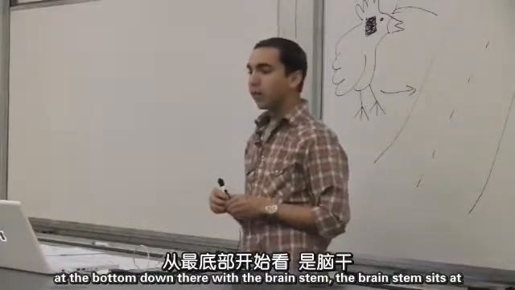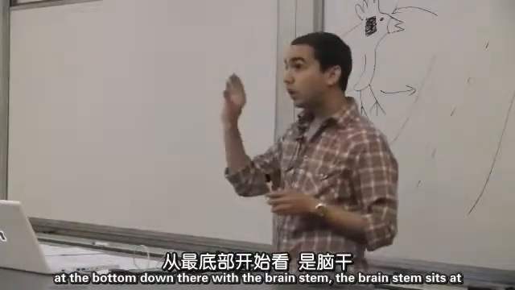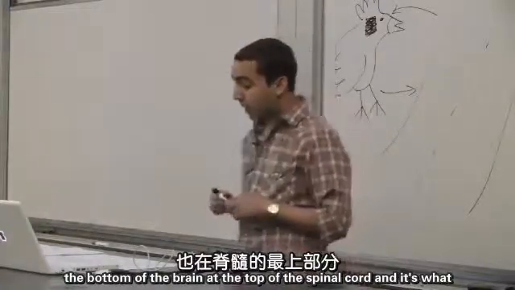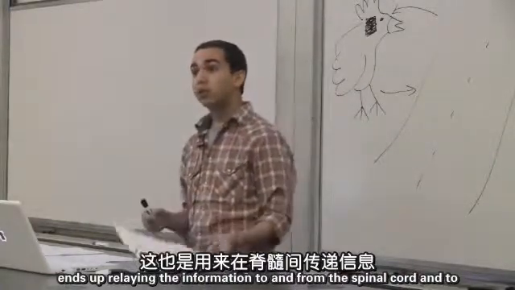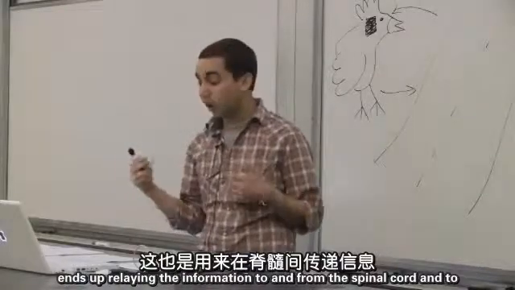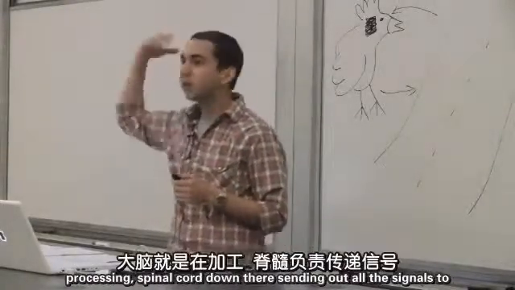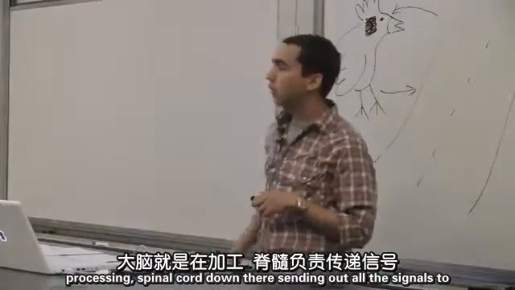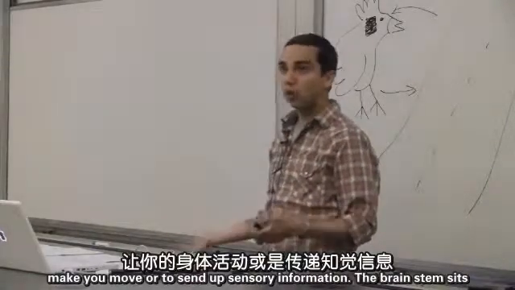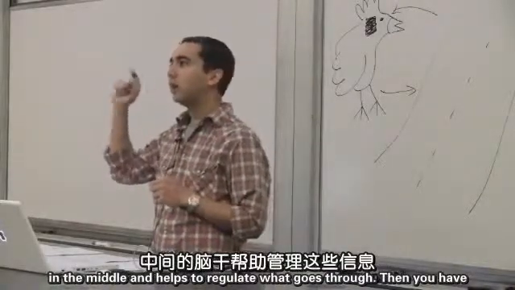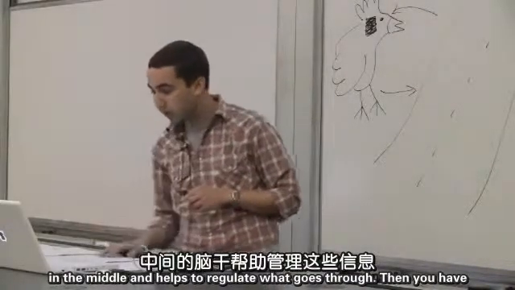And if we start at the bottom down there, the brainstem sits at the bottom of the brain, at the top of the spinal cord. And it's what ends up relaying the information to and from the spinal cord and to and from the brain. So you have your brain up here doing all the processing, spinal cord down there sending out all the signals to make you move or to send up sensory information. The brainstem sits in the middle and helps regulate what goes through.